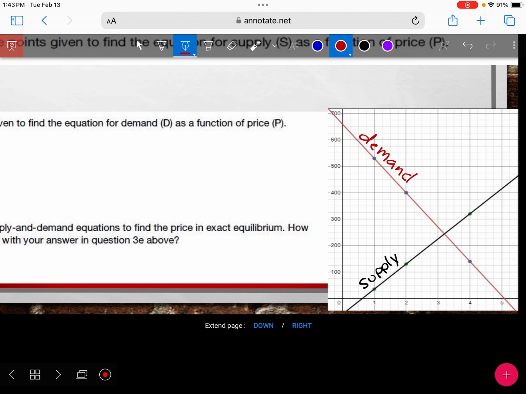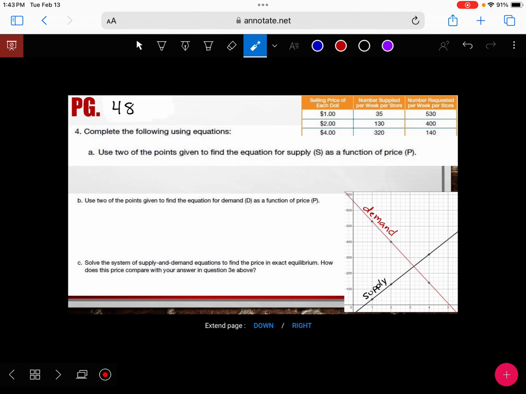And we used the graph to read a bunch of stuff yesterday. We made some assumptions, we read some things, and we kind of estimated our point where they crossed. What we're going to do today is find the equations for these lines and find the exact point where they cross. We're going to find our algebraic solution, not just an estimate based off the graphing. So we're going to start by finding the equation for supply, and then I'm going to have you guys find the equation for demand. So we're going to do the supply one together.